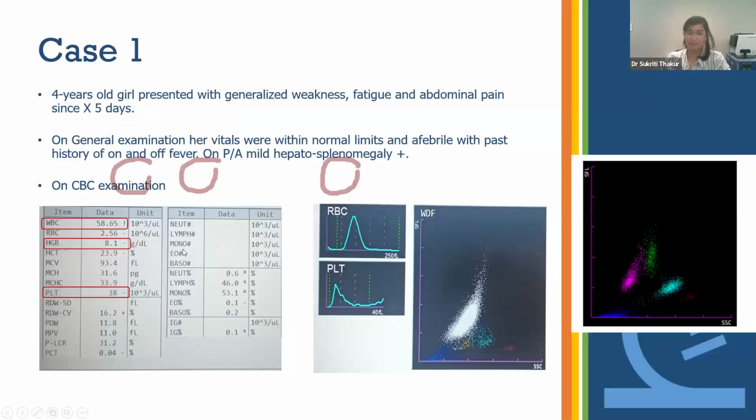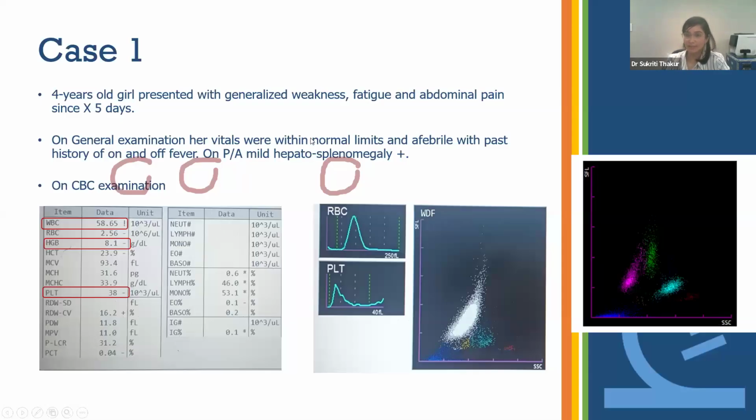Since we are starting a case-based presentation, I will be showing you one case. A 4-year-old girl presented with generalized weakness, fatigue, and abdominal pain since 5 days. On examination, the vitals were normal. She was currently afebrile, but she had a history of on and off fever since 5 days. On per abdominal examination, the patient had mild hepatosplenomegaly.